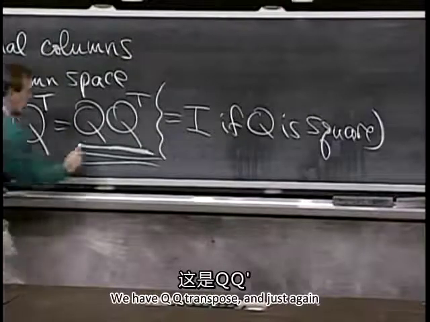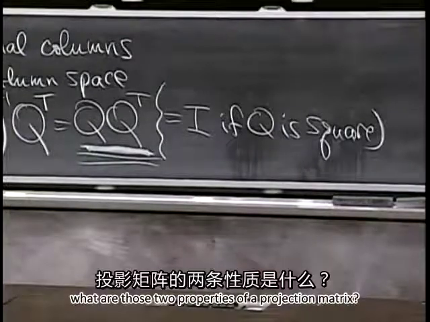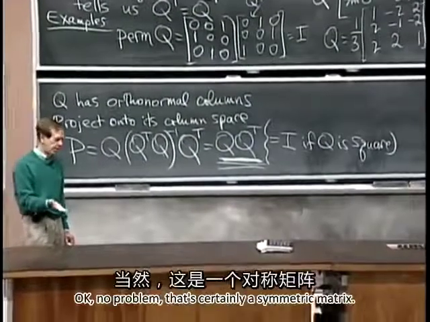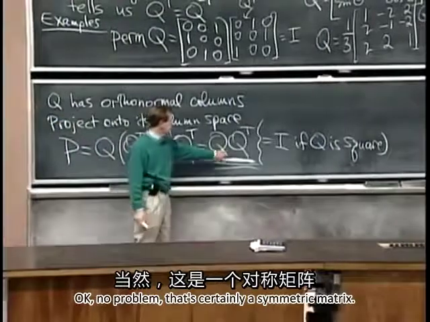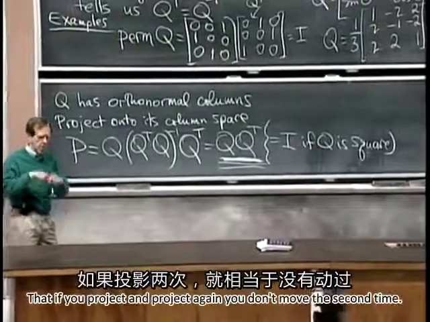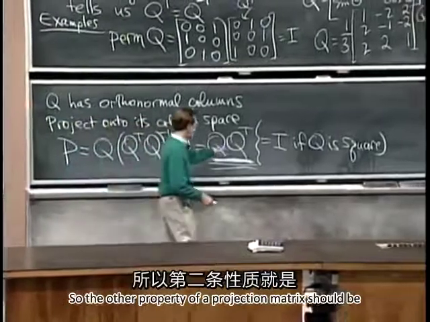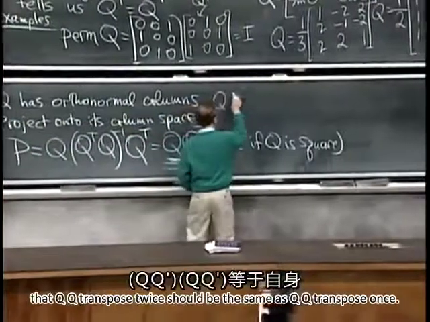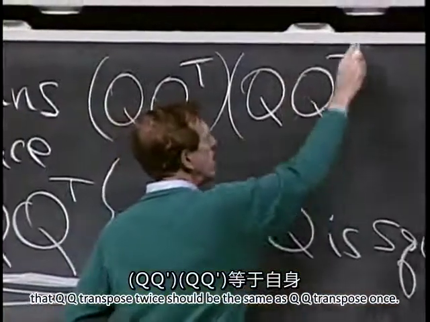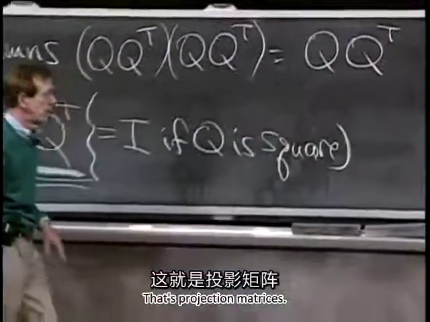We have Q transpose, and just again, what are those two properties of a projection matrix? First of all, it's symmetric. Okay, no problem. That's certainly a symmetric matrix. So what's that second property of a projection? That if you project and project again, you don't move the second time. So the other property of a projection matrix should be that Q transpose twice should be the same as Q transpose once. That's projection matrices.